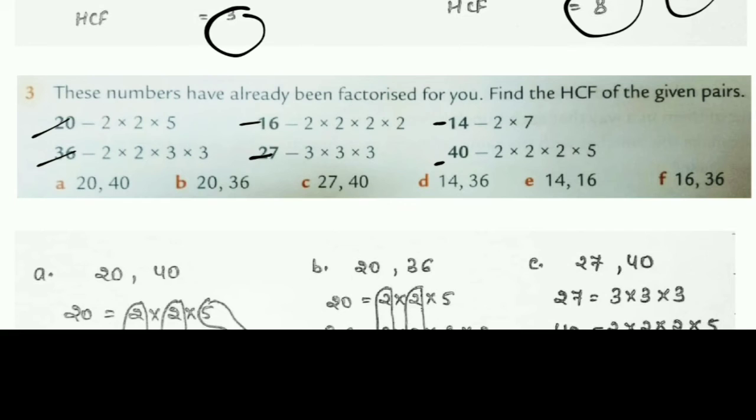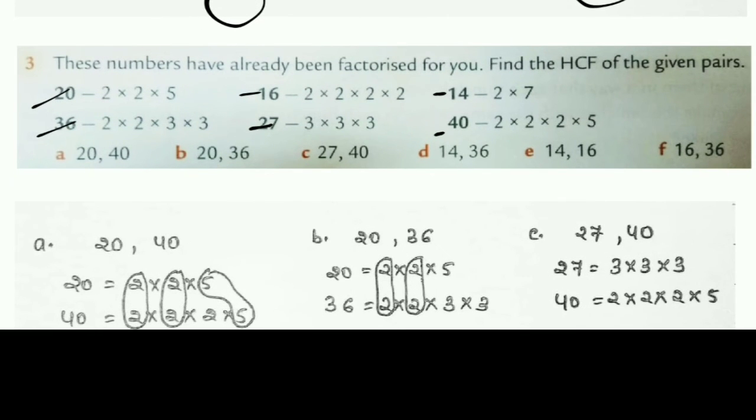The factor of 20 is 2 into 2 into 5. Factor of 16 is 2 into 2 into 2 into 2. Factor of 14 is 2 into 7. And the factor of 36 is 2 into 2 into 3 into 3. 27 is 3 into 3 into 3. And 40 is 2 into 2 into 2 into 5. So the first question is 20 and 40.